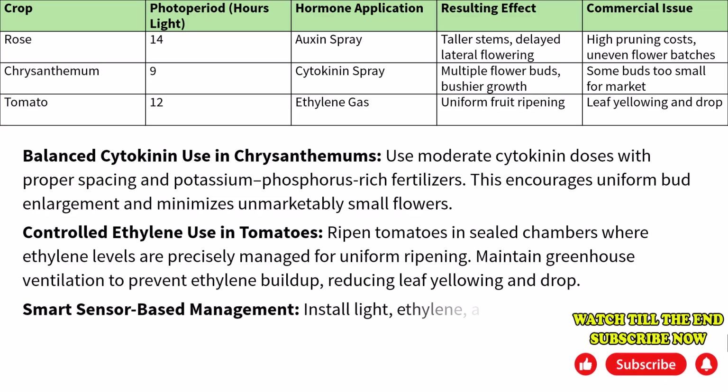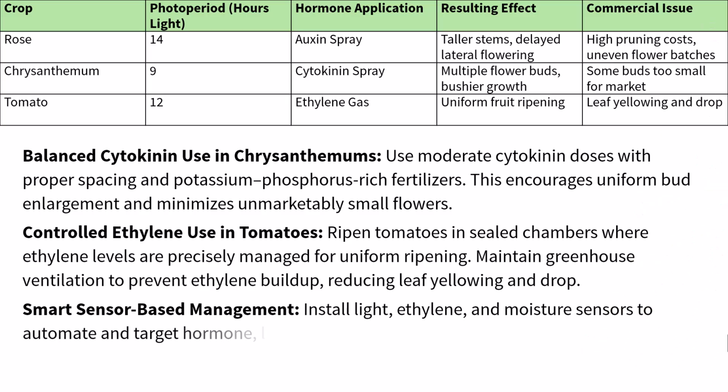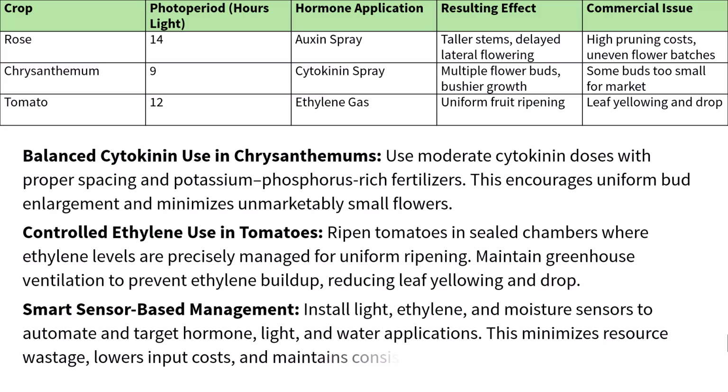Smart sensor-based management. Install light, ethylene, and moisture sensors to automate and target hormone, light, and water applications. This minimizes resource wastage, lowers input costs, and maintains consistent crop performance.